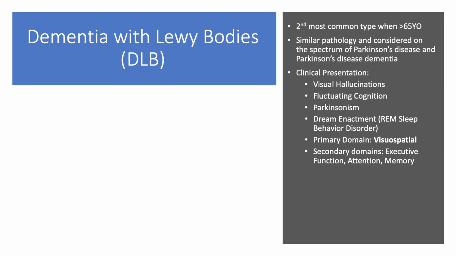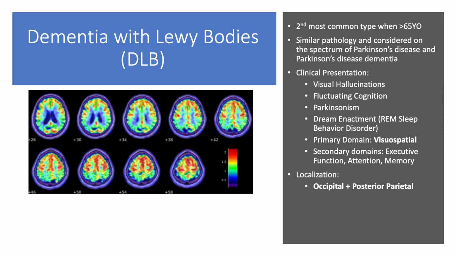Next, we're going to talk about dementia with Lewy bodies. This is quite a common dementia, probably second only to Alzheimer's for those who are 65 years and older, and it does have a very similar pathology to Parkinson's spectrum diseases and Parkinson's disease dementia. And these patients quite classically will present with hallucinations. They tend to have fluctuating cognition, and they may have Parkinsonian syndromes, movement disorders, very similar to Parkinson's disease.